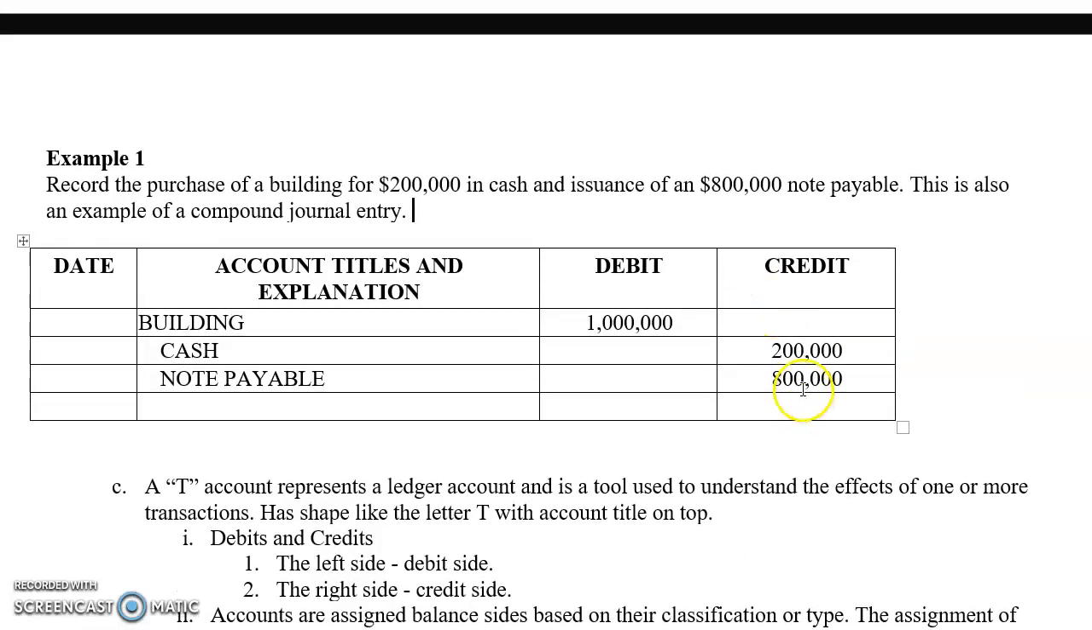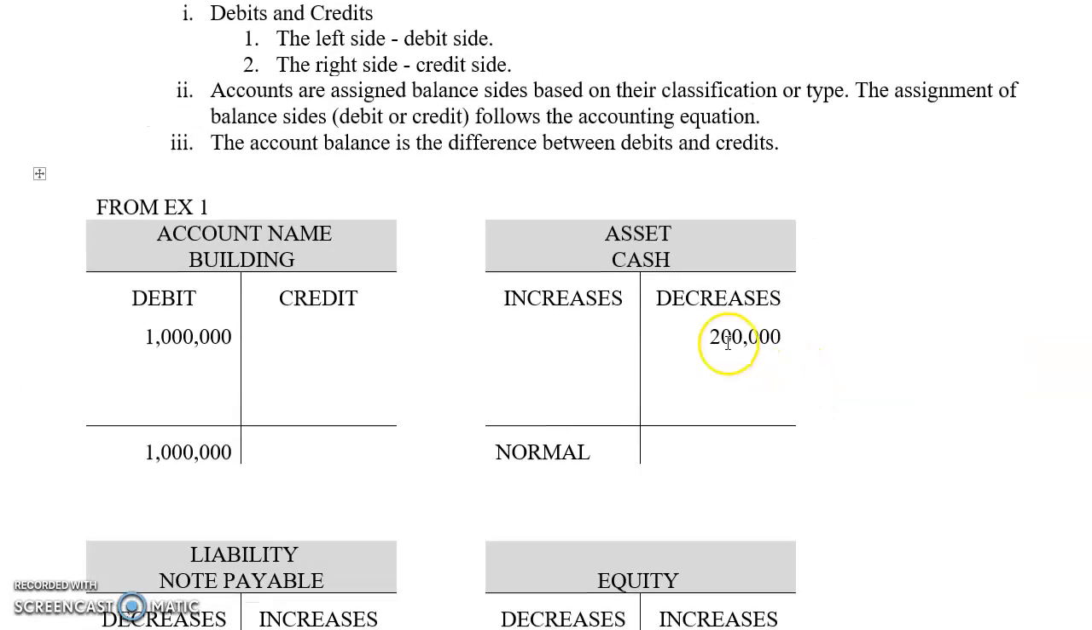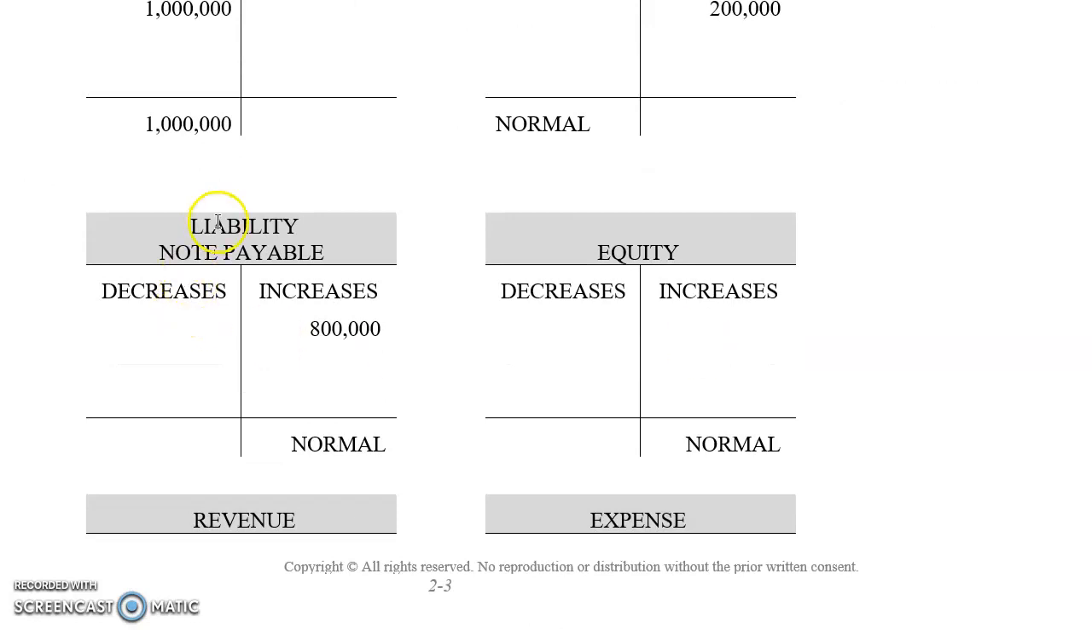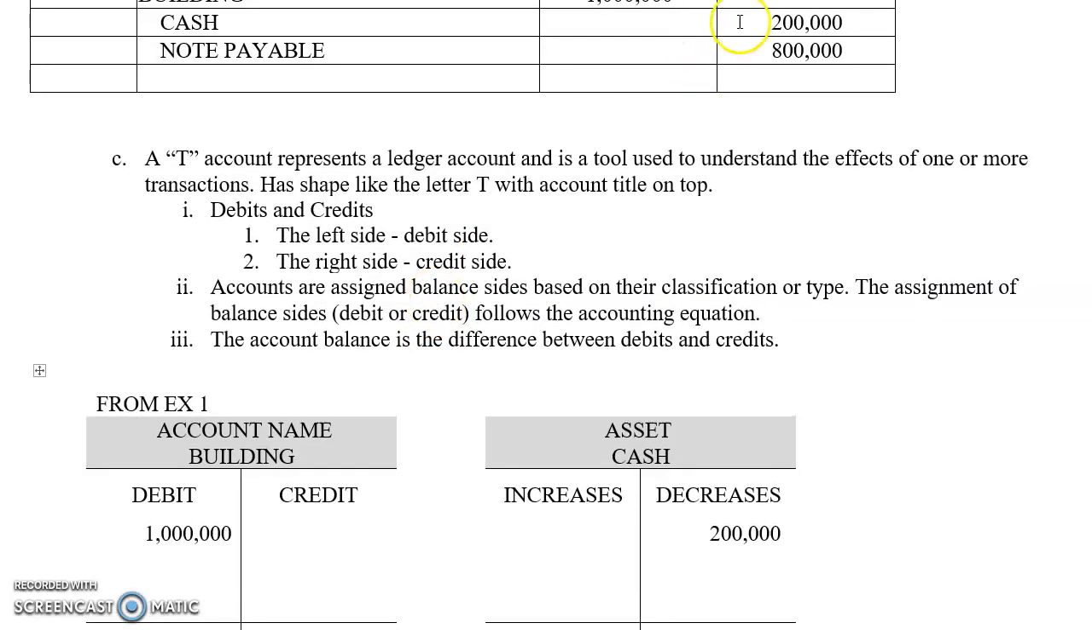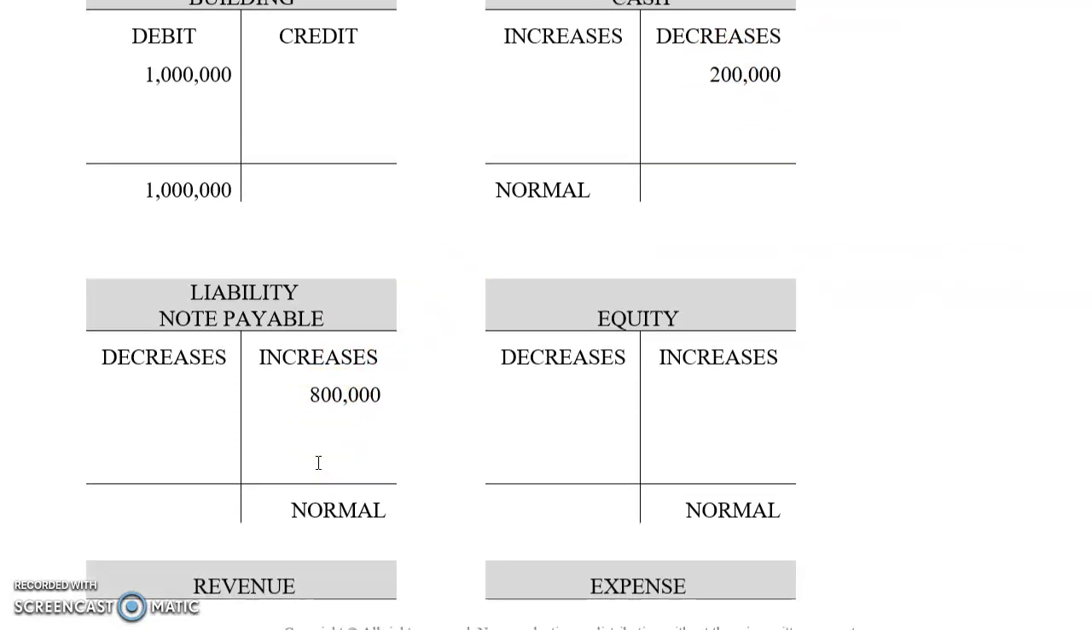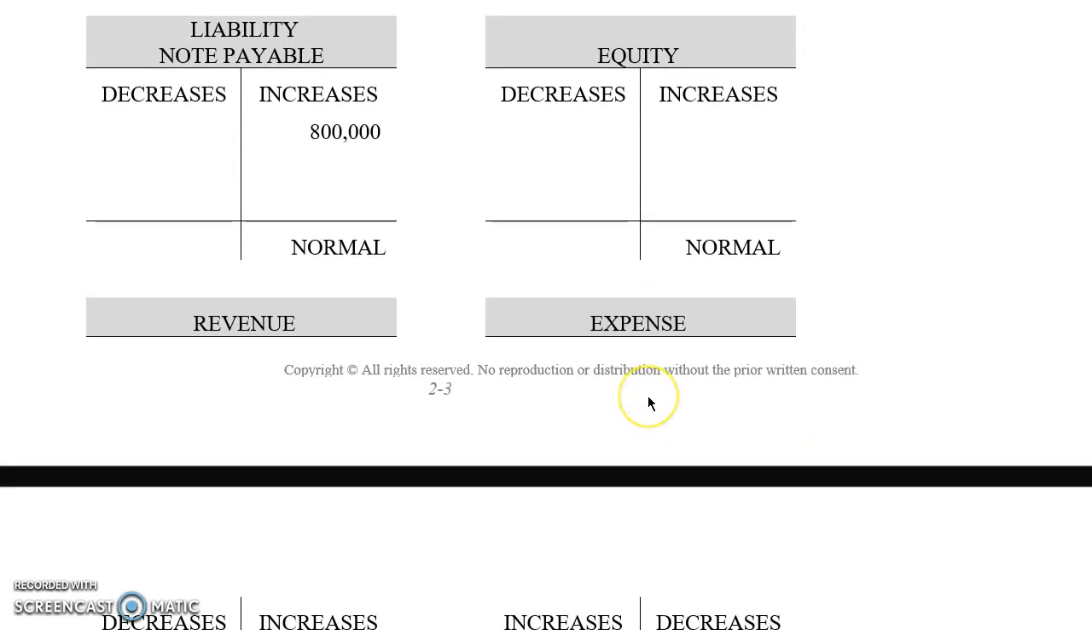We credited cash, $200,000. Liability, we credited $800,000. Keep it on the right, $800,000. And there was no change in equity.